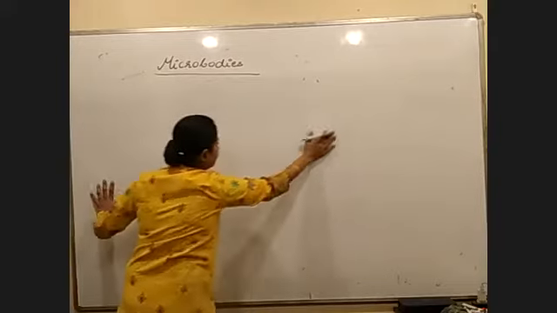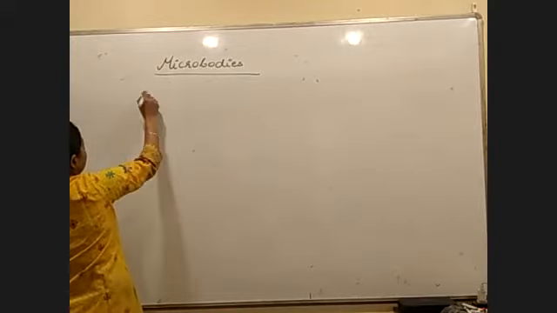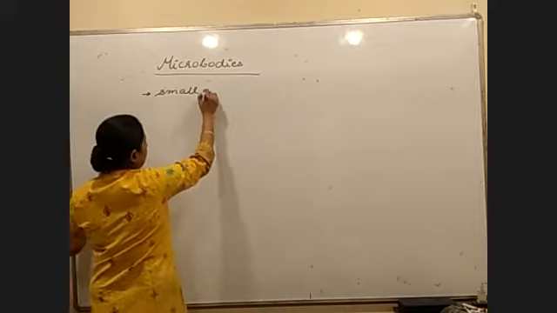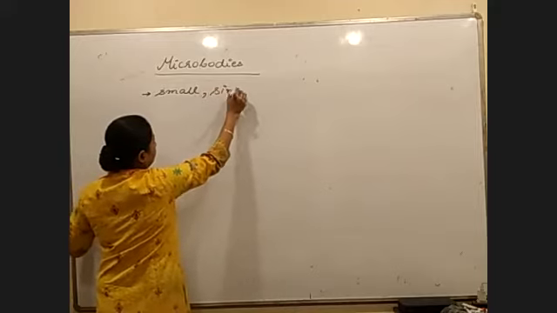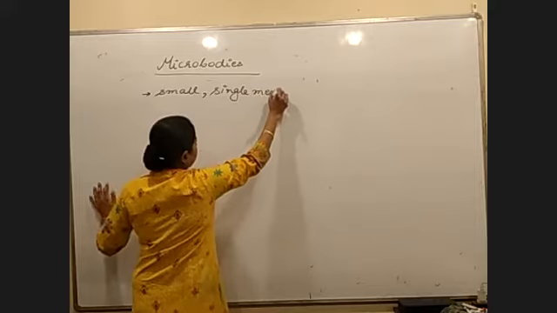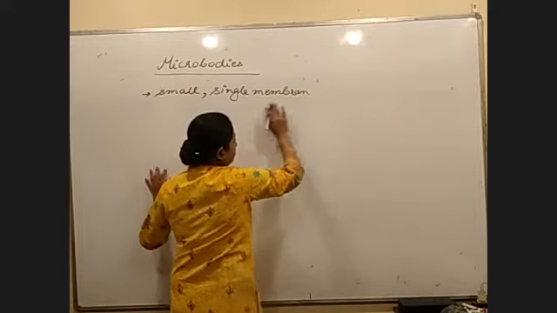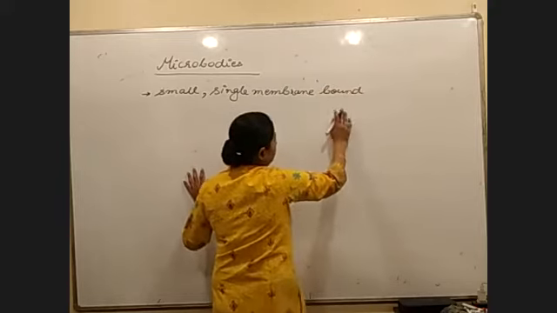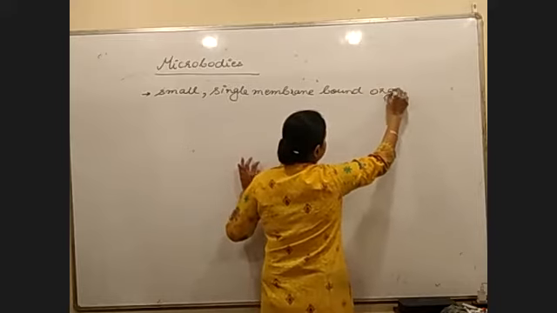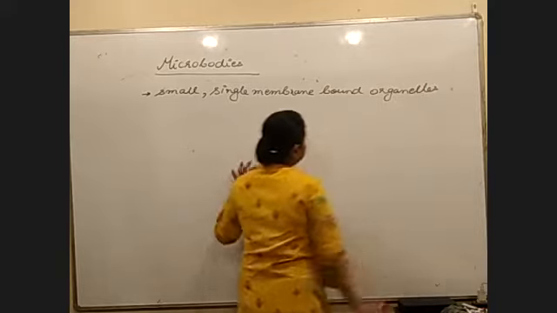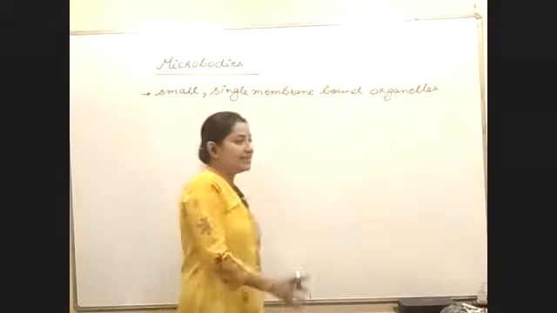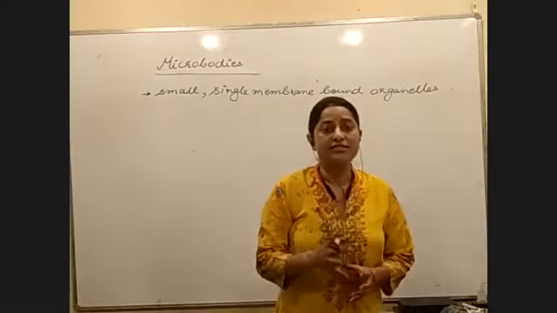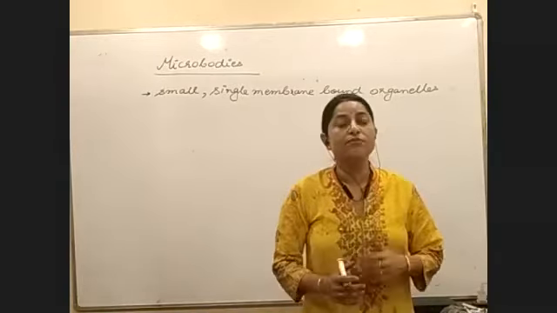Right. So there are certain small organelles which are called microbodies. Small, single membrane bound organelles, inside which many kinds of enzymes are present, right? And these would be responsible for different types of reactions. So different microbodies will have different functions.